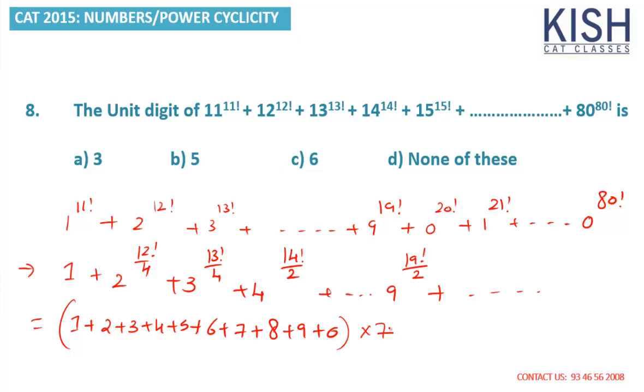Addition is very easy because the numbers are in arithmetic progression, so first term plus last term by 2. Instead of 0 you can take 10 also. Anyhow, this is just 1 plus 2 plus 3 plus 4 plus 5 plus 6 plus 7 plus 8 plus 9 plus 0, into 7. That's it. You just need to apply the concept carefully.